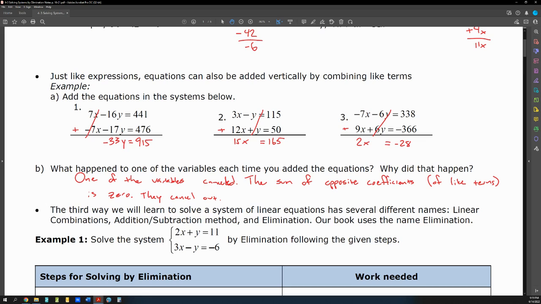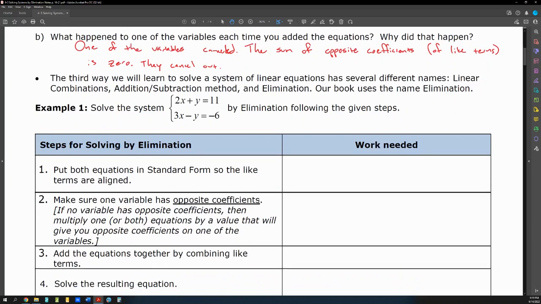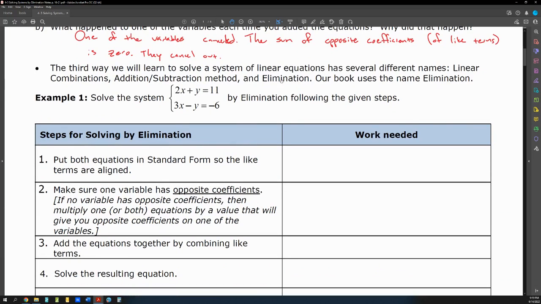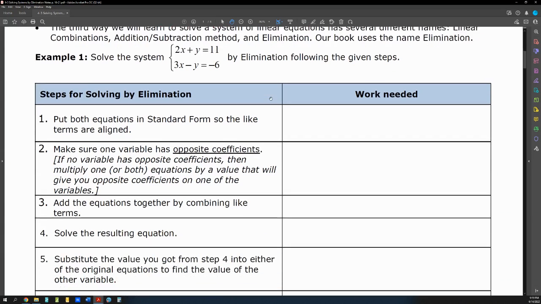All right, so in the previous two lessons, we learned how to solve systems by graphing and how to solve systems by the substitution method. The third way that we will study today is how to solve using the elimination method. So let's look at this first example. 2x plus y equals 11 and 3x minus y equals negative 6. So I'm going to go ahead and write that system of equations right here.